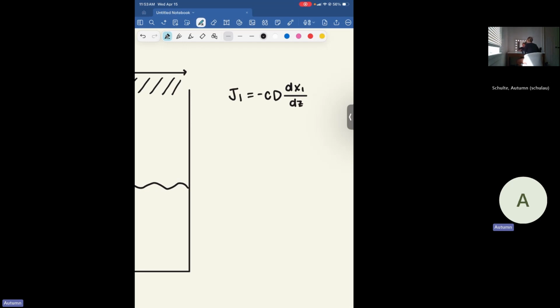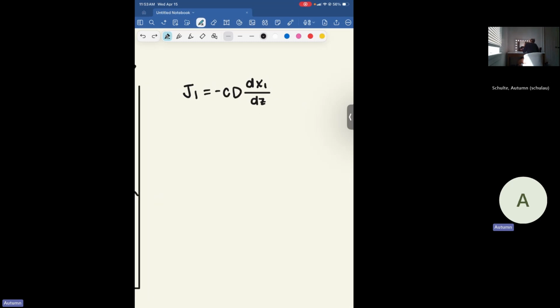And this is negative because, as we know, concentration goes from high to low. And if we say that our change in some distance is in the increasing x direction and our concentration gradient is moving in the opposite direction, we have to account for that by using that negative. So if we look at our concentration term, concentration is in units of mole per liter.